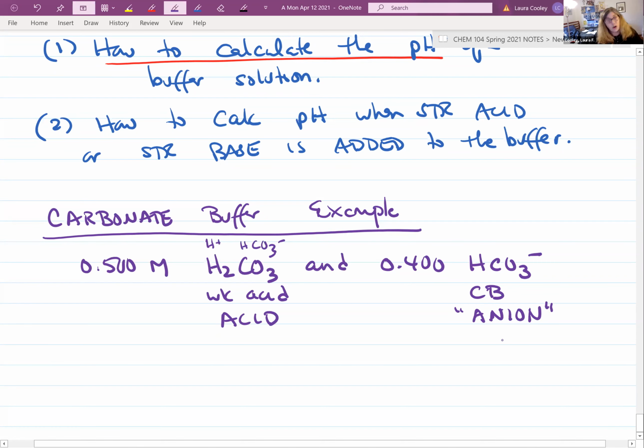So here I have my carbonic acid. I start by writing the acid dissociation equilibrium, plus water. I get the donation of a proton to water, which leaves me with HCO3 minus, bicarbonate ion, and of course H3O plus, because it is an acid, carbonic acid. If I want to figure out the pH, how would I do it? It's an ICE problem.